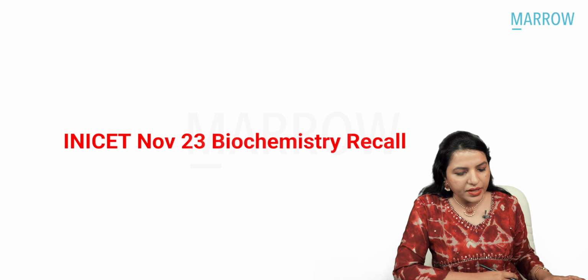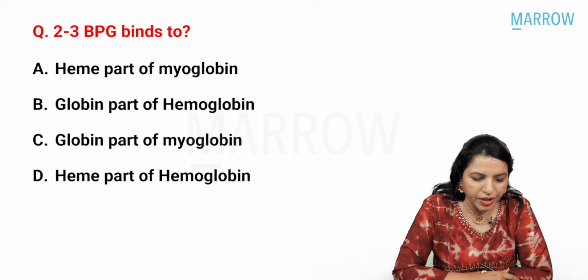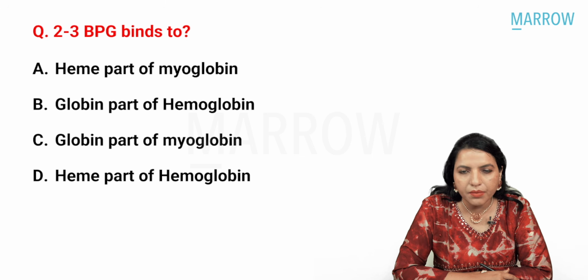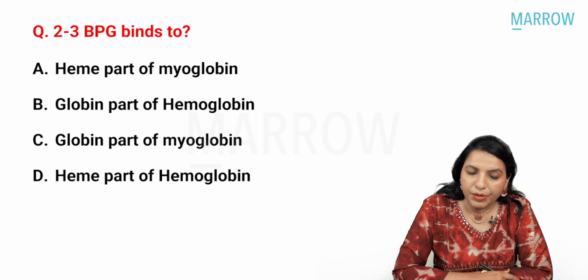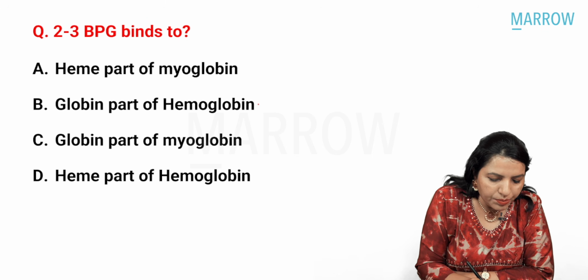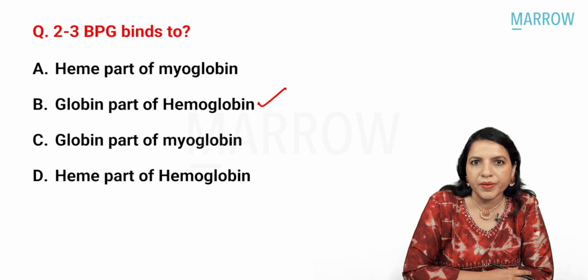Question number 1. 2,3-BPG binds to: heme part of myoglobin, globin part of hemoglobin, globin part of myoglobin, or heme part of hemoglobin. So here the 2,3-BPG binds to the globin part of hemoglobin. That is the answer. What about the heme part of myoglobin and the heme part of hemoglobin?